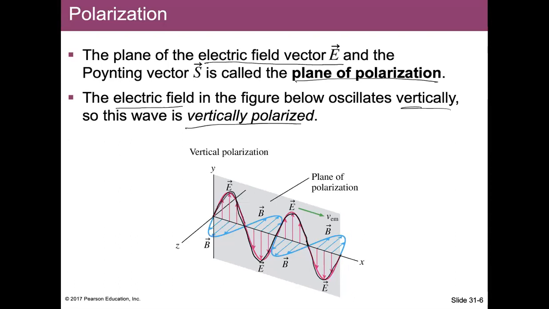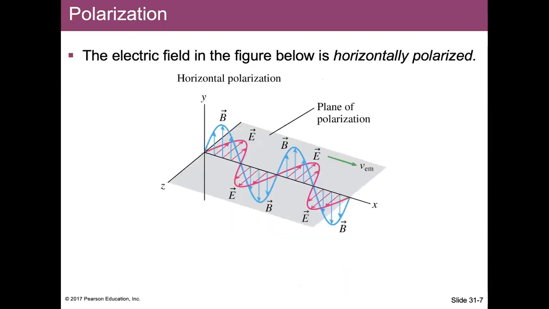So now we could also look at an electric field that's oscillating horizontally. So here's an electric field that's oscillating horizontally. So the electric field is oscillating in the horizontal plane. So in this case, the electric field is horizontally polarized.